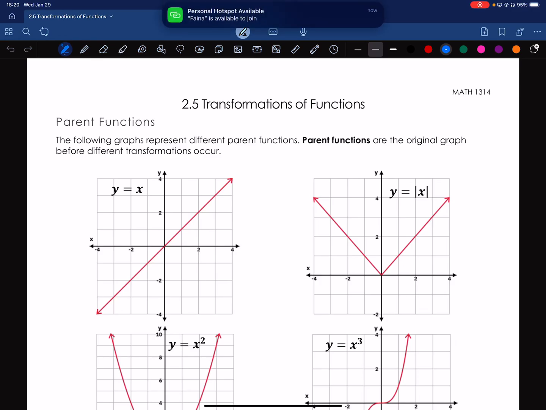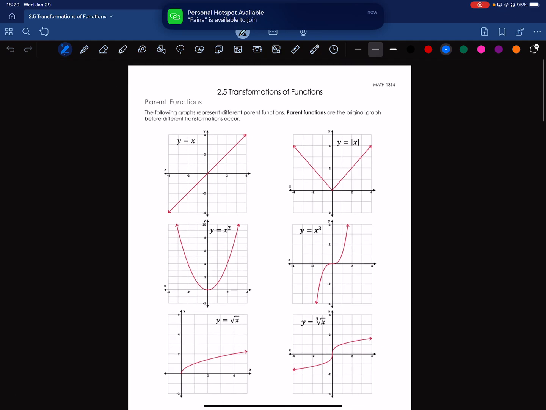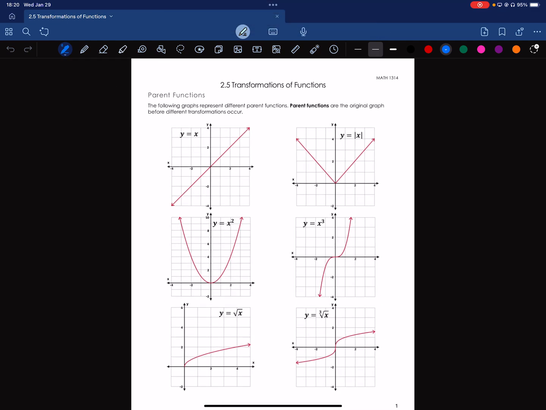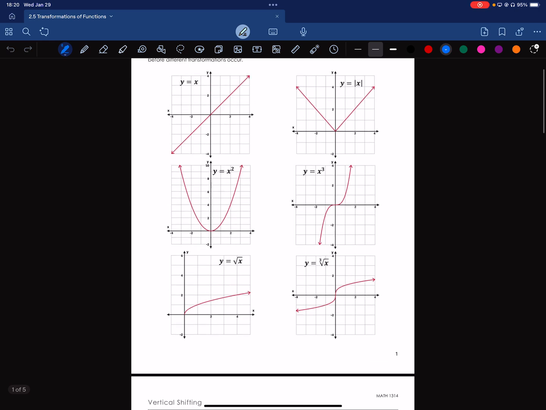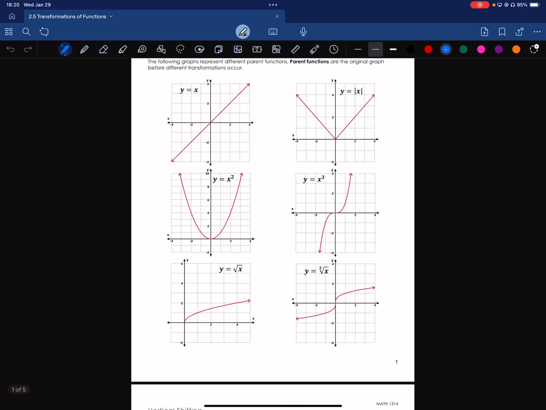2.5 talks about transformations of different functions. So on this first page, we have 6 different parent functions. We have our linear parent function, which is y equals x. It could be other stuff as well, but that's the parent function. So the parent functions before any transformations, nothing's being added, subtracted, multiplied, or divided. It's just as basic as it can go.